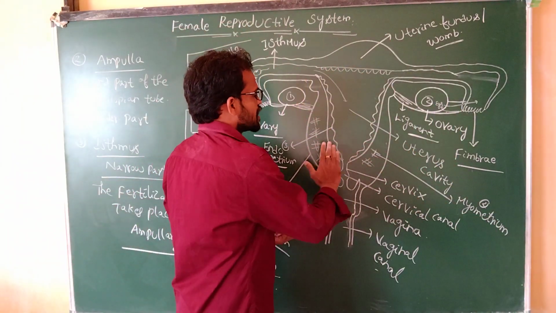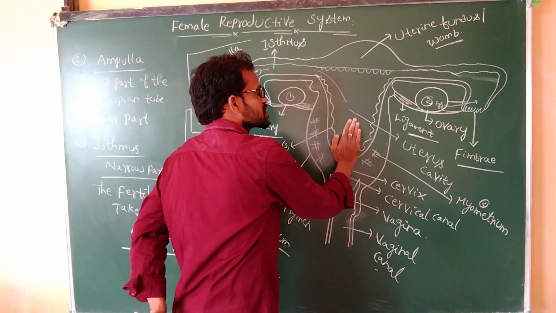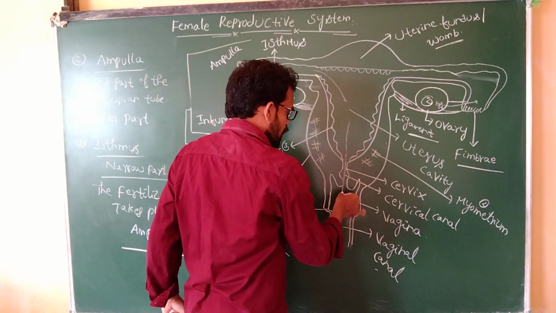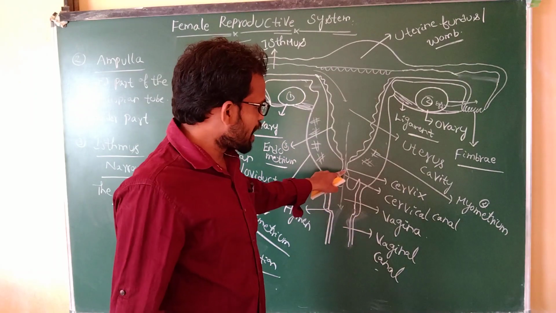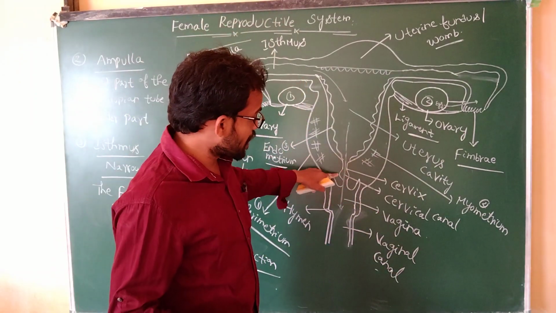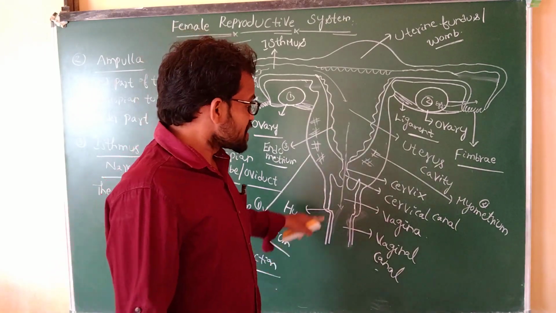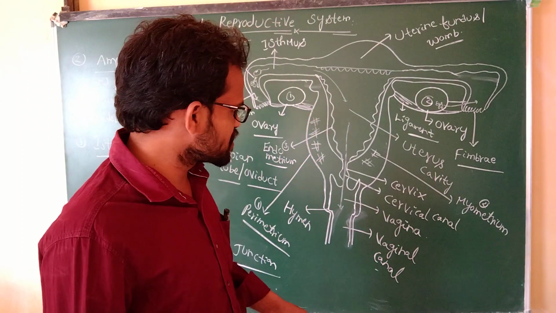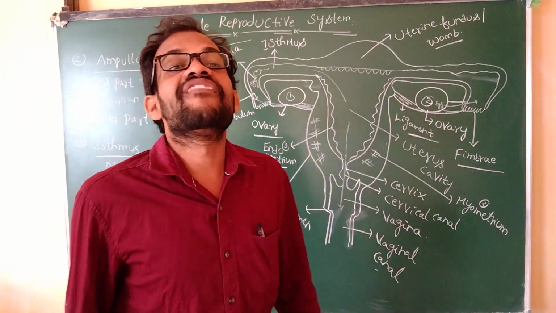See here, this entire part is known as the uterus. The uterus consists of the uterine cavity. This uterine cavity opens into the vagina with the help of the cervix. The cervix opens into the cervical canal. The cervical canal opens into the large part known as the vagina. The vagina opens to the vaginal canal.